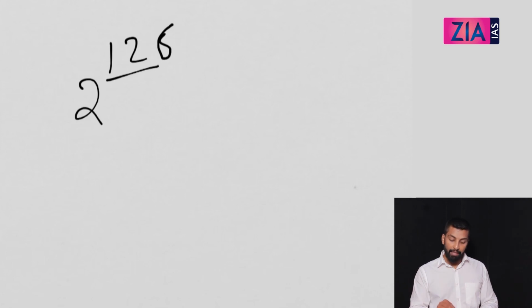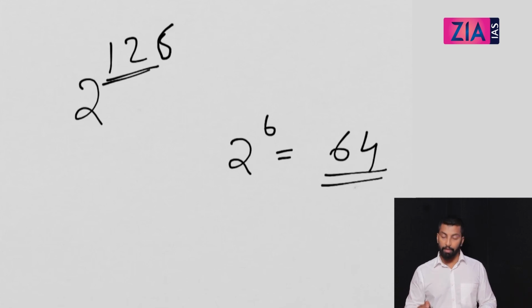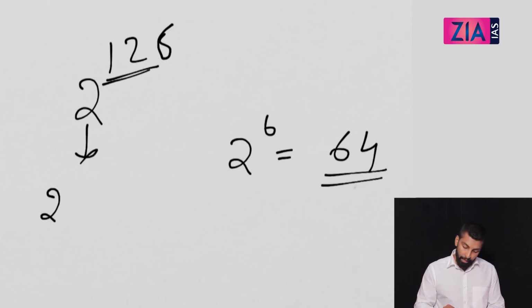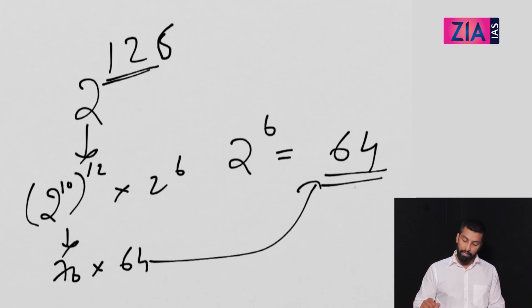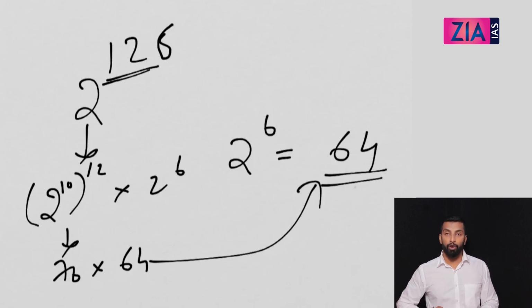One more, 2 raised to 126. 120 means 10 raised to 12, that is even. So what we need is 2 raised to 6. What is that? 64. Last two digits will be 64. The reason is you will write it as 2 raised to 10 raised to 12 into 2 raised to 6. This is 76 into 64 will give you 64 itself. I hope this is clear for all of you.